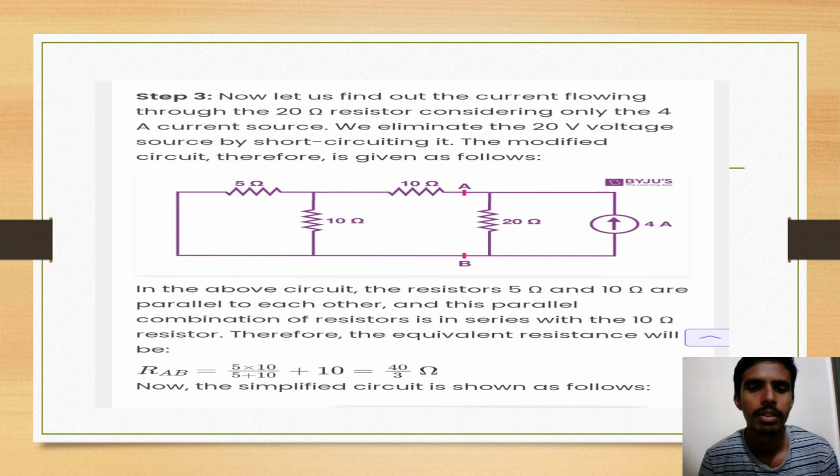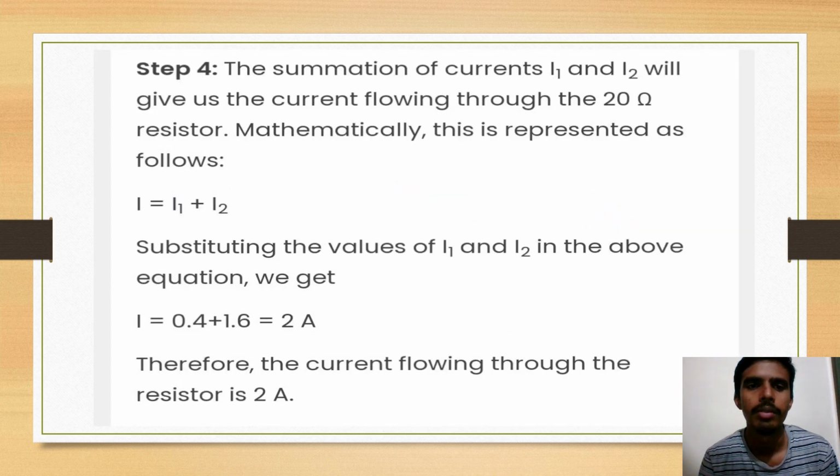As we can see, the 5 ohm and 10 ohm are connected in parallel combination, which is 5 into 10 divided by 5 plus 10, and further it is connected in series with another 10 ohm resistor. By solving this, we get the resistance as 40 by 3 ohms, and then we find the value of current, which is equal to 1.6 amps in the 20 ohm resistor by considering the current source, and the total current would be I1 plus I2.